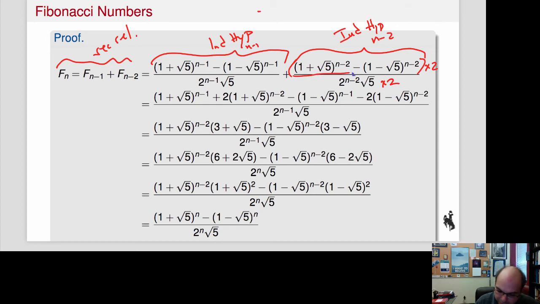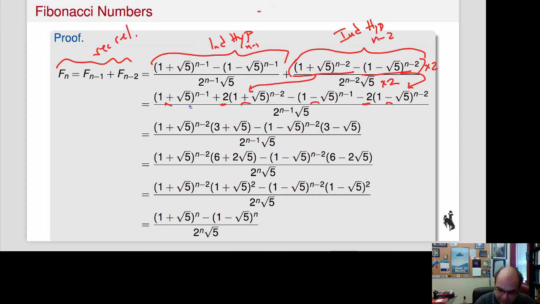So this is 1 plus square root of 5 to the n minus 2. That's going to move there 2 times. Minus this, that's going to move right here again 2 times. The reason I moved them was because I was trying to have the plus square roots of 5 and the minus square roots of 5 together. So let's combine these two.